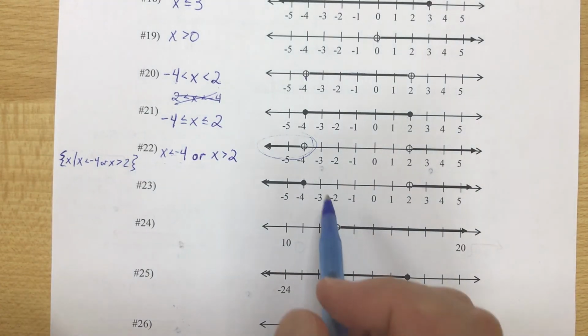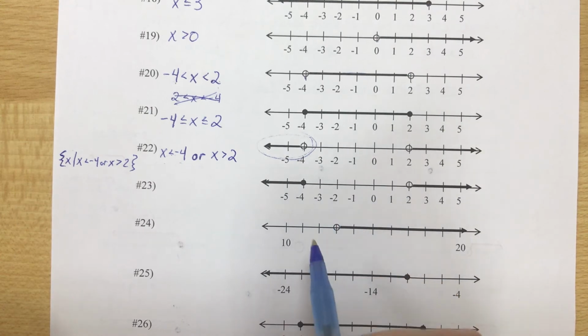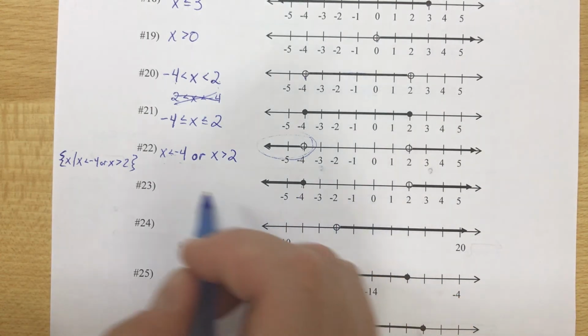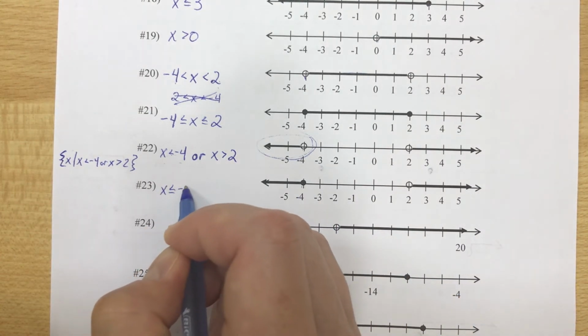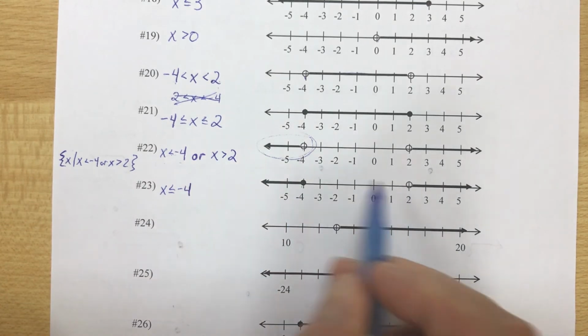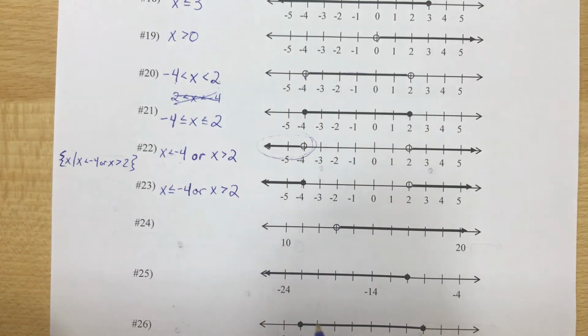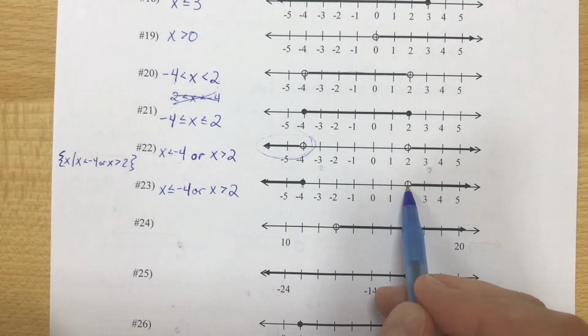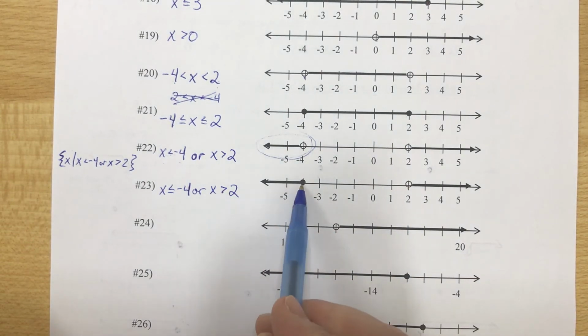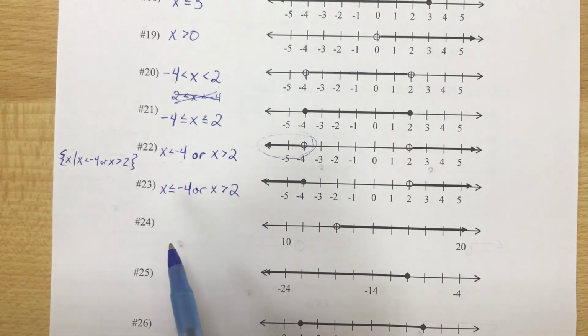Number 23, this is also an or problem. X is less than or equal to -4, or x is greater than 2. There's no equal to, so it's open at 2, but closed at -4.